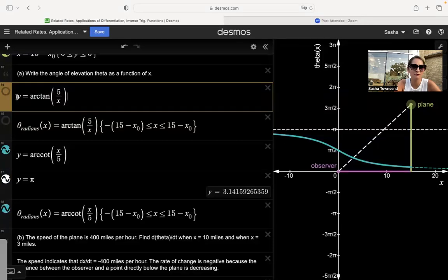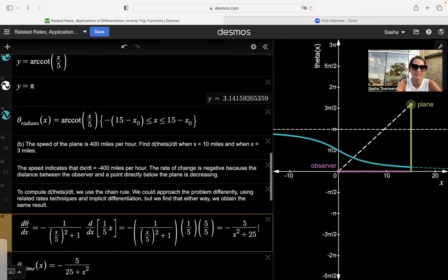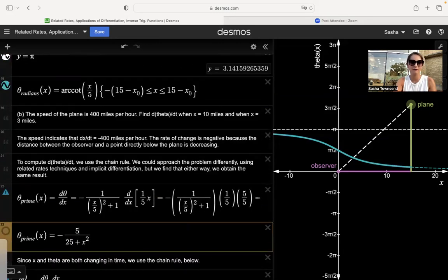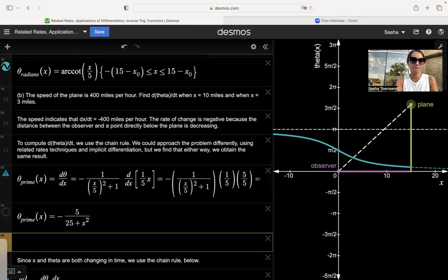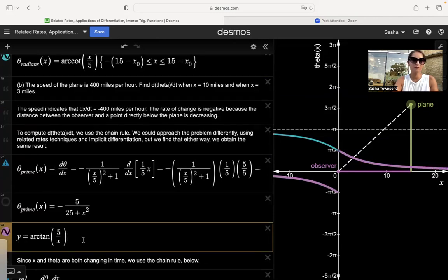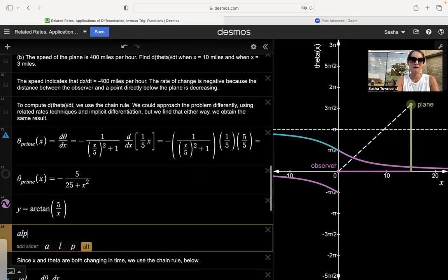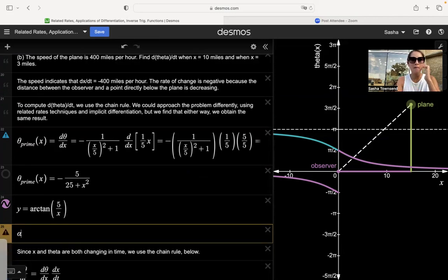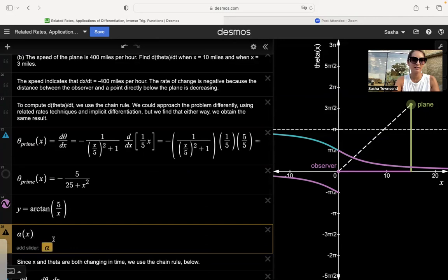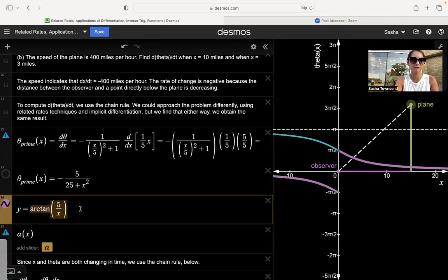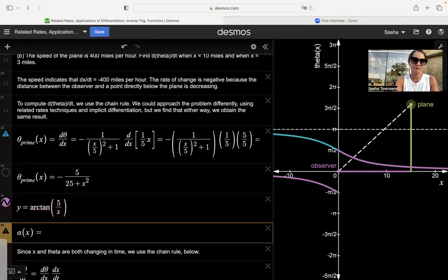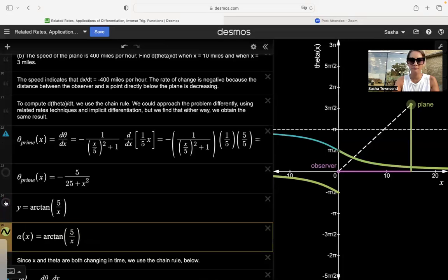Actually, let's take the derivative of this one now, just as practice. It's always a good idea. I just want to show that you get the same thing. So this is the other theta. I wish I could use a different angle. Maybe we'll use alpha. Alpha as a function of x is arctangent. Just to have a different letter.